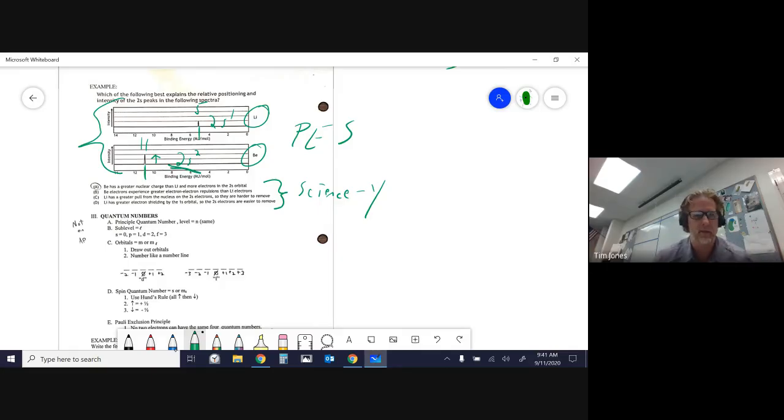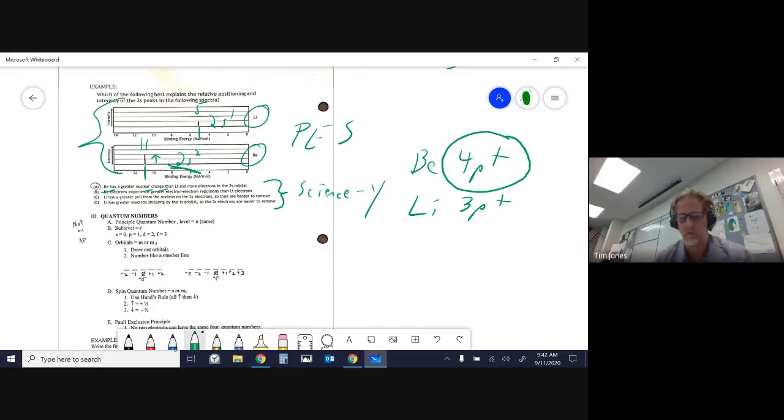And that's why A makes sense. Beryllium has a greater nuclear charge. What that means is more protons. Beryllium, of course, has 4 protons. Lithium only has 3. And so the fancy way to say this, instead of saying beryllium has more protons, is to say greater nuclear charge. You'll get used to these phrases over the next few weeks.